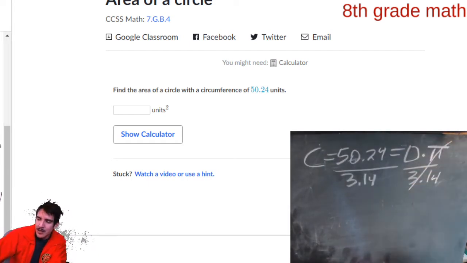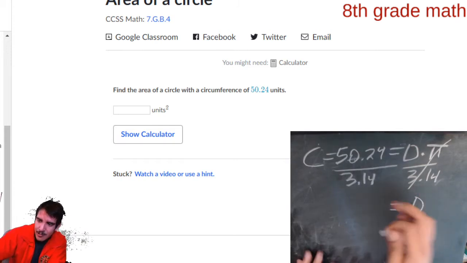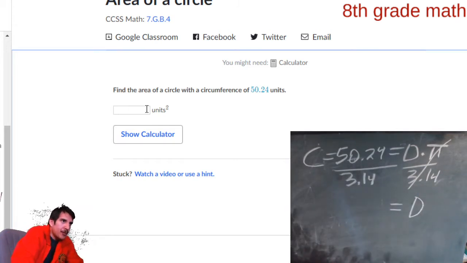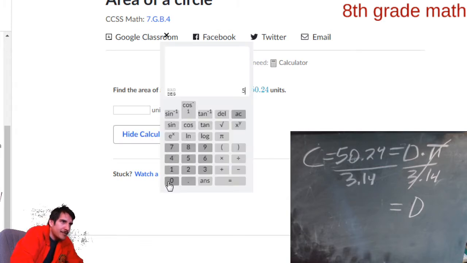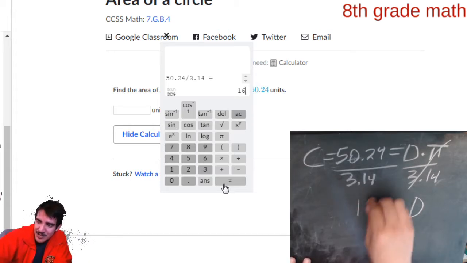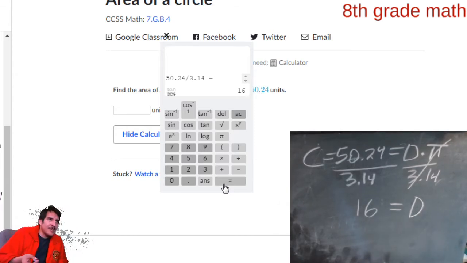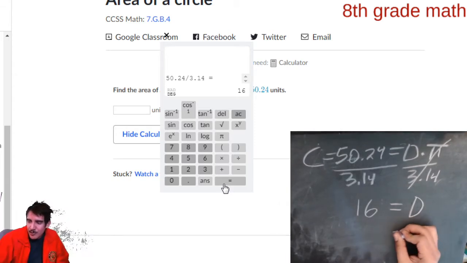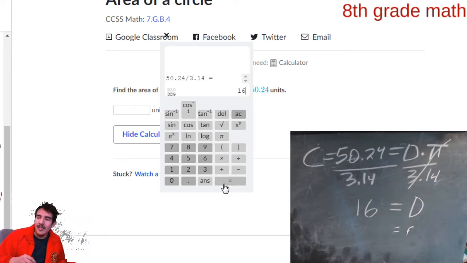Pi divided by pi is 1. So we're left with 1d equals 50.24 divided by 3.14. I think I've seen this problem before, so I think it's going to be 16, just by estimating. Oh, nice. So I got diameter equals 16, which we don't care about. We only care about radius. When we're doing area problems, you need to use the radius.